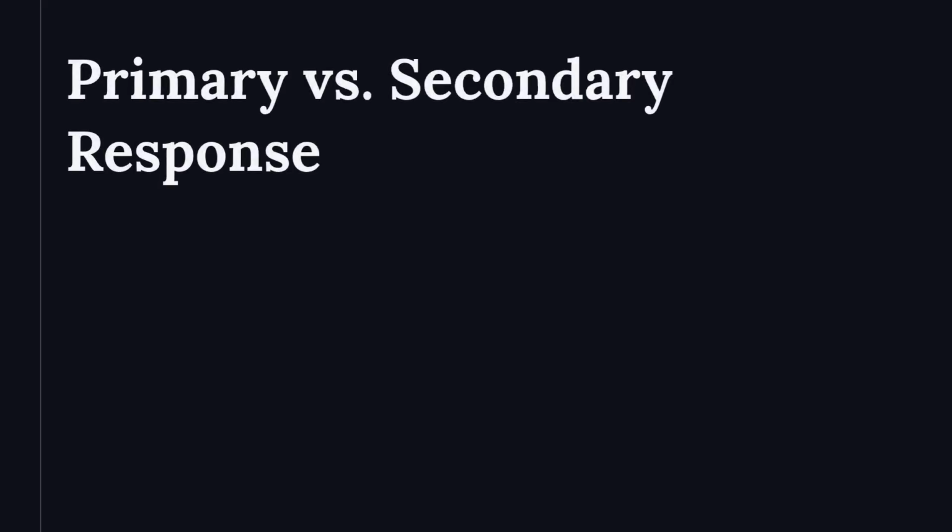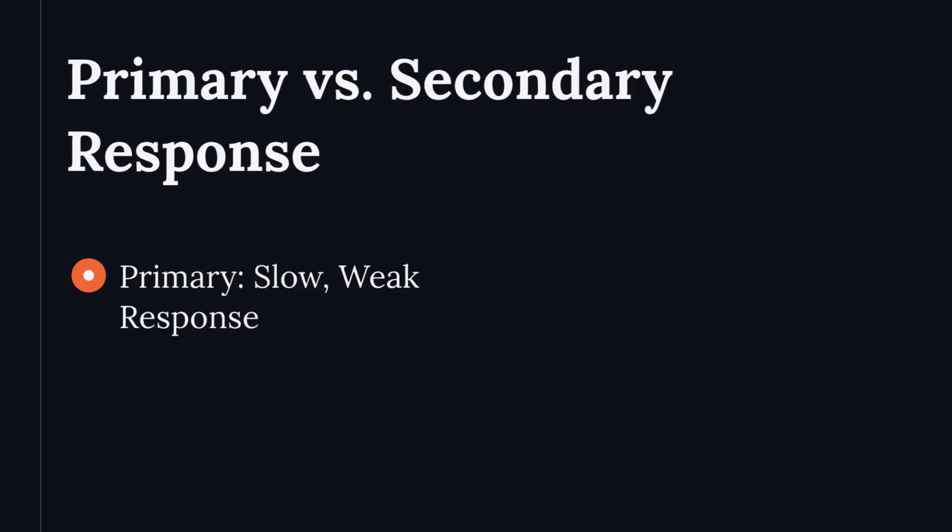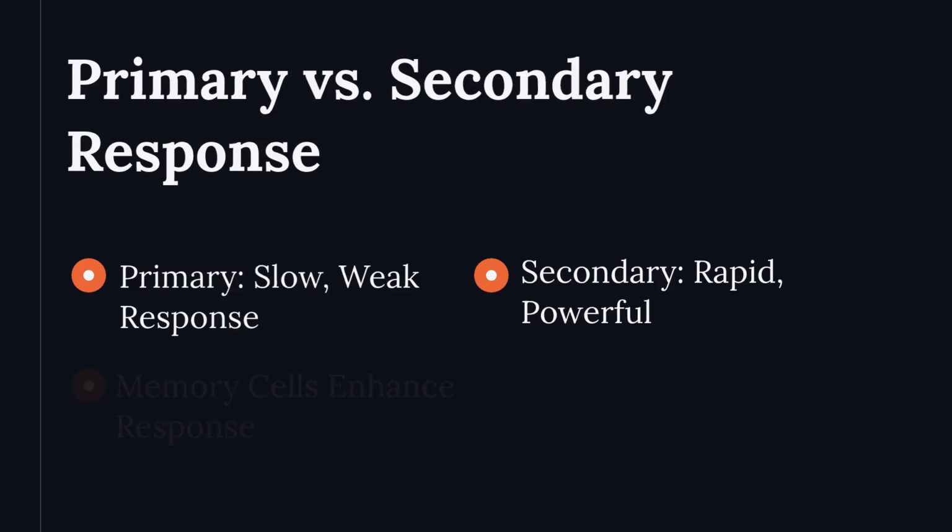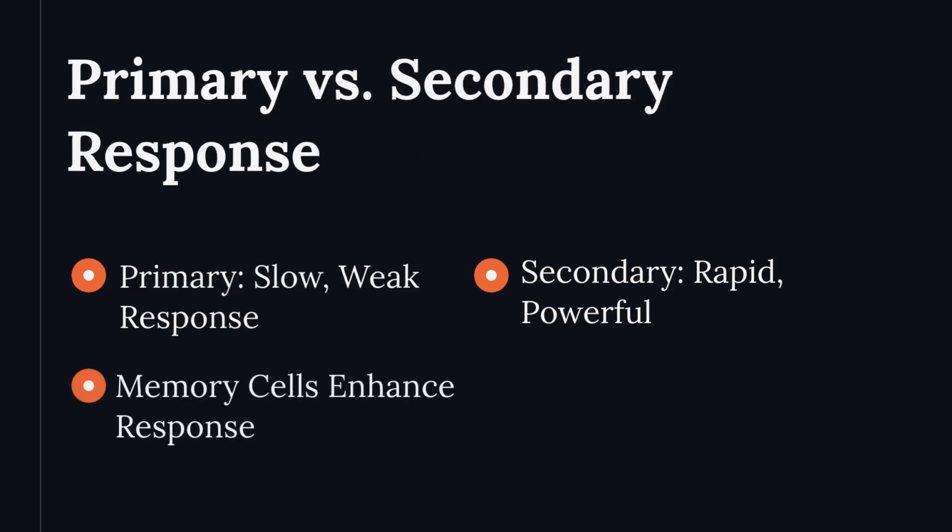Primary response is slower and weaker, with no prior antigen exposure. Secondary response is rapid and powerful, thanks to memory cells. Antibodies produced are more specific in the secondary response. This explains why vaccinations are effective. Repeat exposure usually results in milder illness.